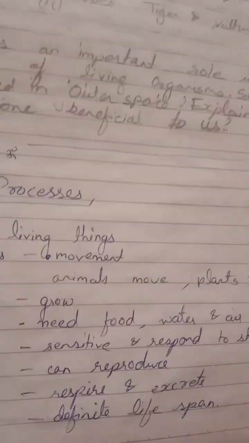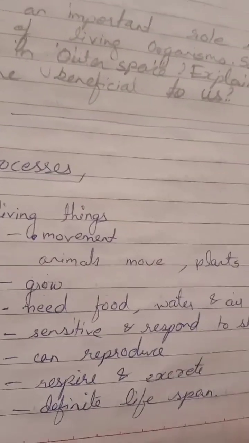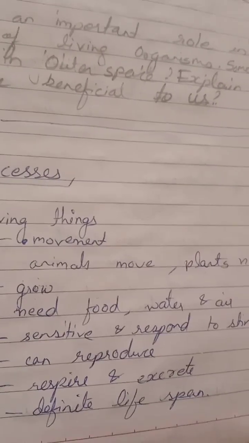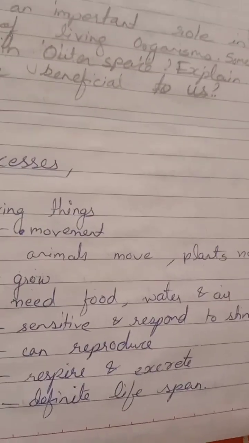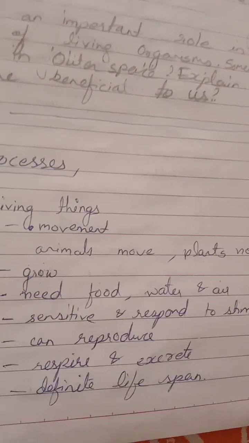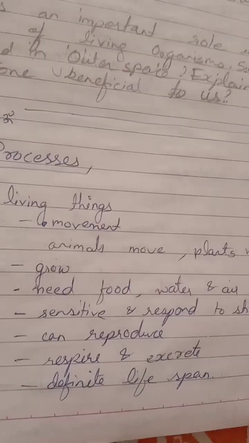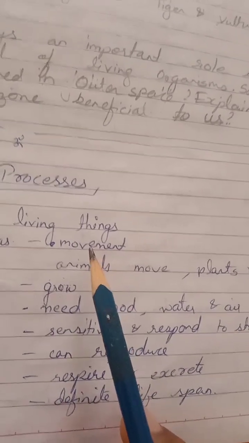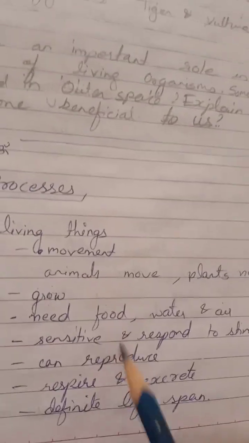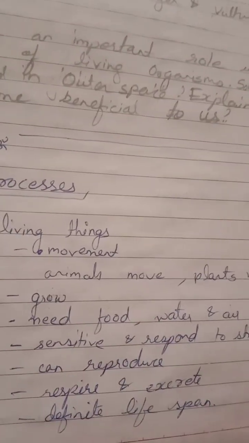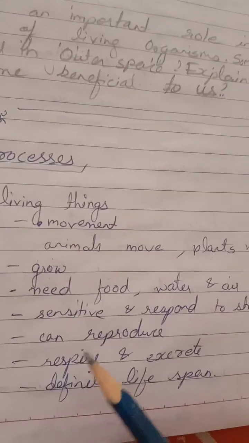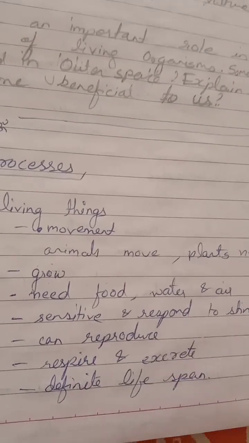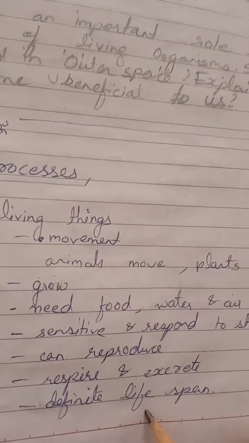So we as human beings, if somebody is touching you, you will feel that, you will understand that somebody is touching. That means you are responding to the stimuli, the outside situation, actions. So that is a criterion for living organisms. Now, the other things a normal living organism does: they reproduce, they respire, they excrete, and they have a lifespan.